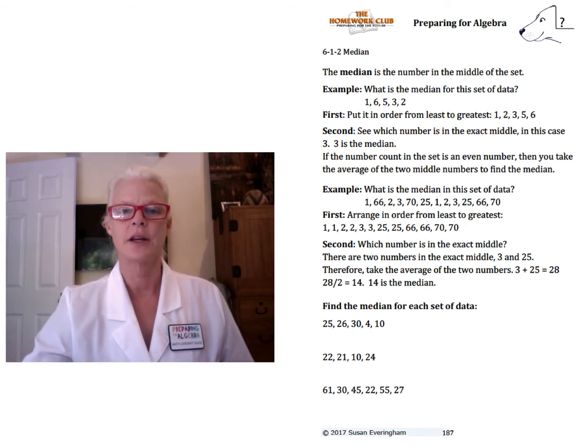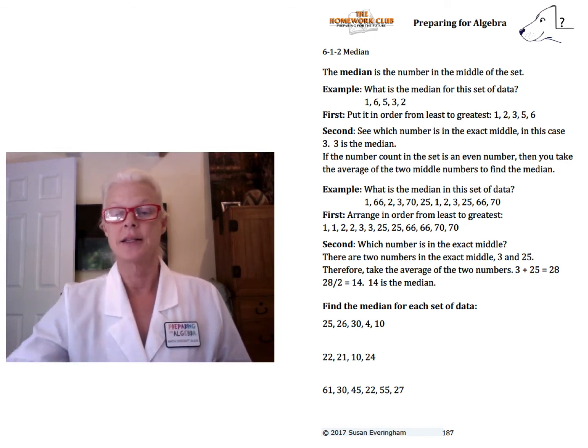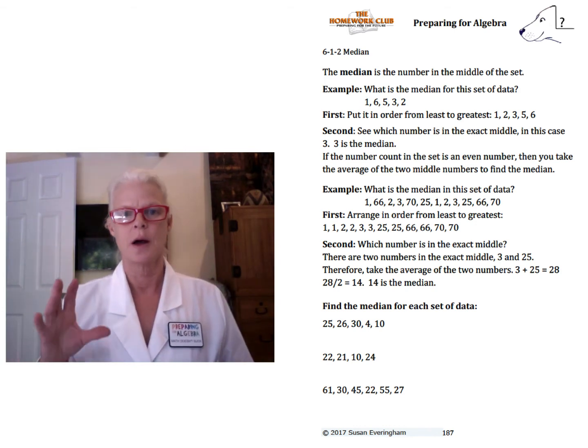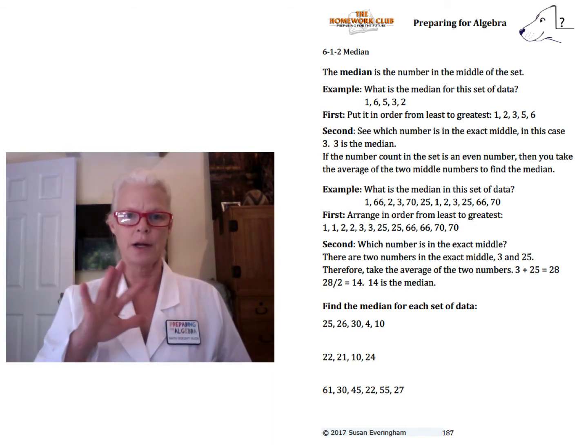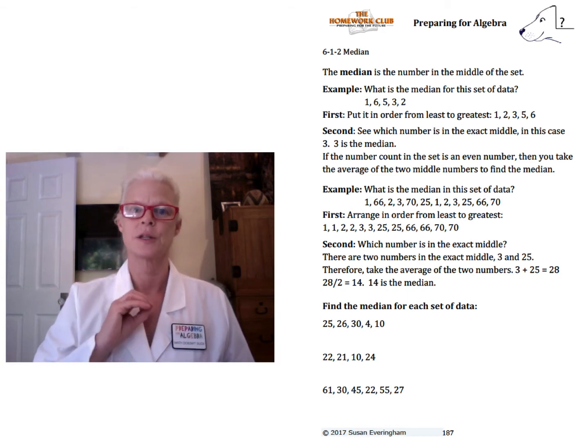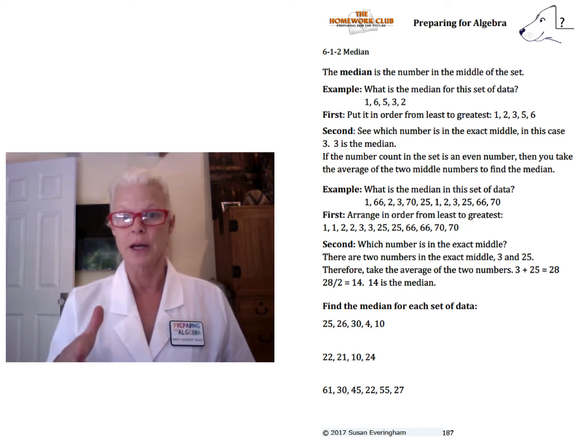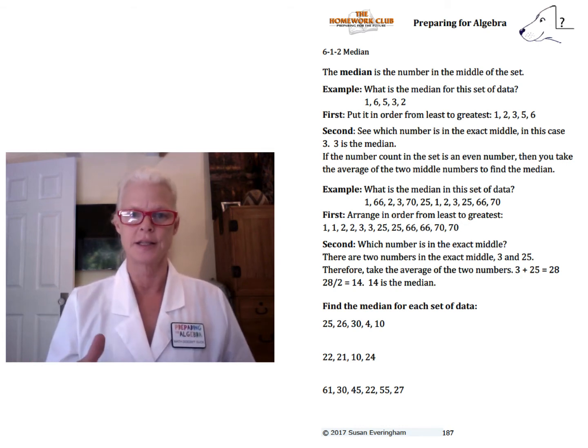Page 187 is median, and that is the middle number in a set of numbers. And there's two types of medians to find. One, if the set of numbers is an odd group of numbers, for example, 1, 2, 3, 5, and 6, the very middle number, number 3, is easy to see.